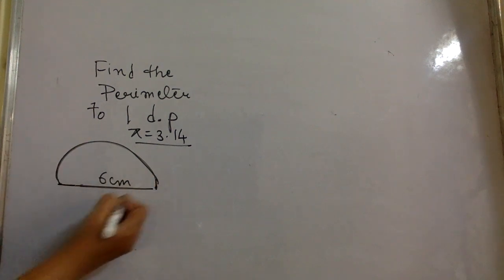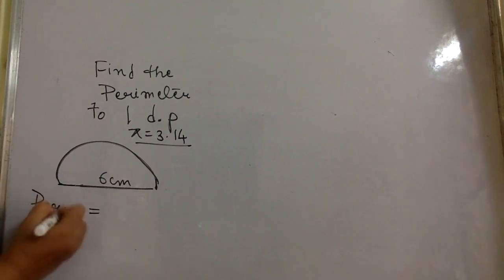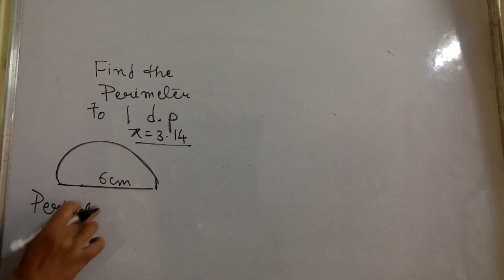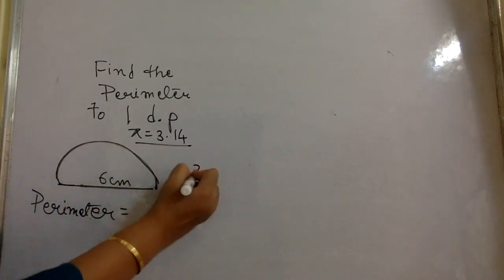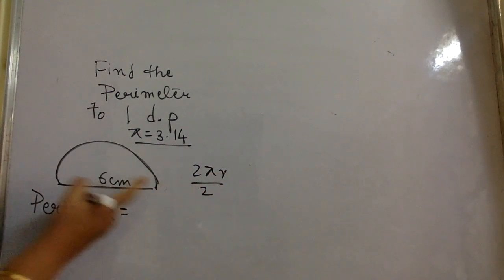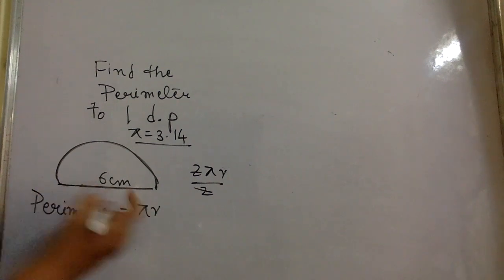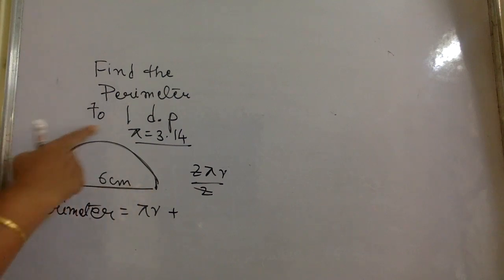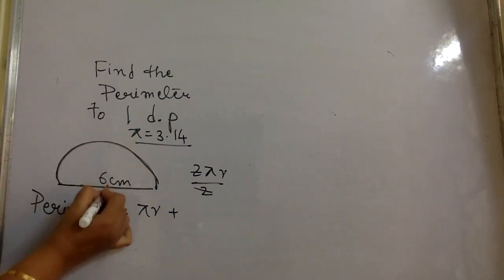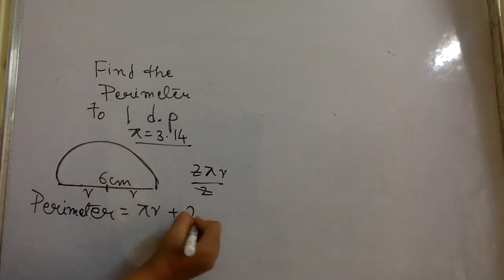Because people take only the circumference part. Now let me write perimeter. Perimeter is 2 pi r by 2, because it is half only, so it becomes pi r. Okay, plus now they forget to take this line, they take only that, and that is why it goes wrong. So here I have 1 r and here I have 1 r. Okay, so I have 2 r's here, but the full diameter is 6, so 2 r.